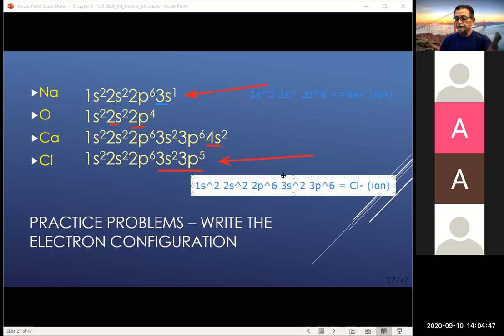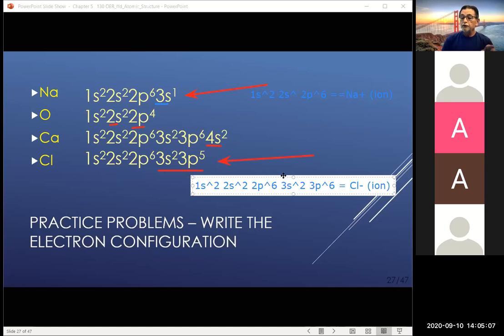Okay, so you're saying that anything that fills the octet will be a noble gas, period. No, it will not be a noble gas. It will be like a noble gas with respect to the electrons. We have a name for that. We call that isoelectronic. Okay, that's important.